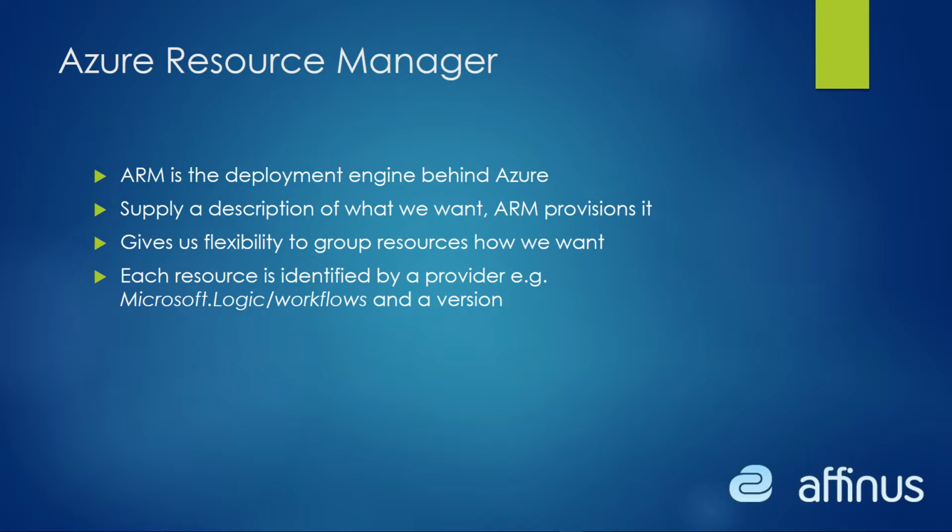Each resource to be created is identified by a provider. So for example, for a Logic app, that would be Microsoft.logic/workflows, and an API version. The API version specifies the exact type of resource that you want to create. Some resource types have multiple versions, as Microsoft will release newer versions over time. This allows you to stay within compatibility. For example, if you're used to using an older version of a resource and Microsoft have released a new version, then your ARM template can dictate that you still want to create the older version.